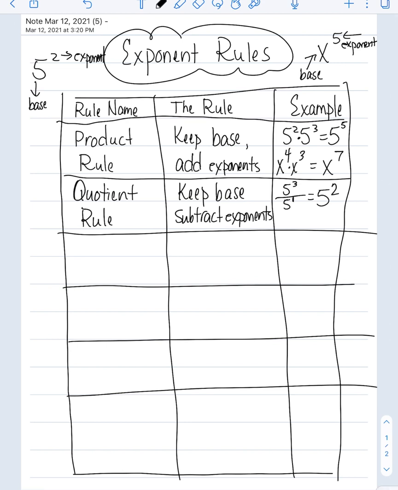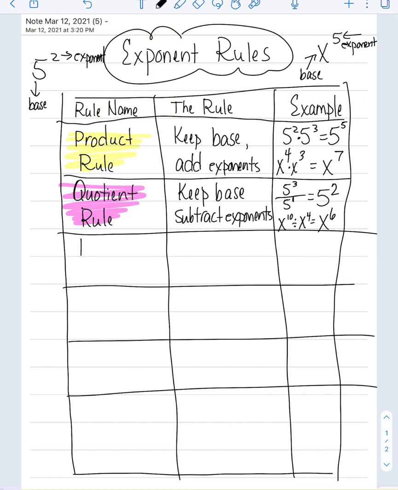Let's do the same thing with letters. Let's say we had x, let's do it sideways. X to the 10th divided by x to the 4th. You keep the base, subtract the numbers. So 10 minus 4 is 6. So x to the 10th divided by x to the 4th is x to the 6th. So that is the quotient rule. So product rule, quotient rule.